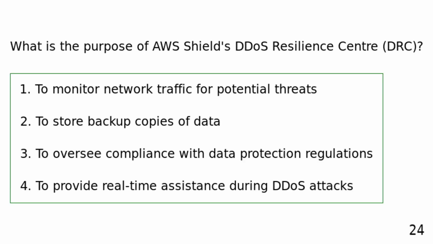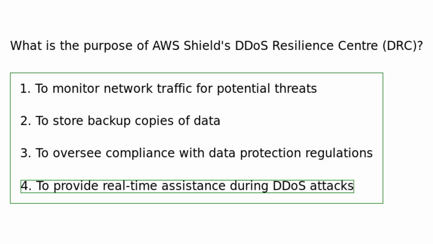What is the purpose of AWS Shield's DDoS Resilience Center? To monitor network traffic for potential threats. To store backup copies of data. To oversee compliance with data protection regulations. To provide real-time assistance during DDoS attacks. The DDoS Resilience Center associated with AWS Shield is designed to provide real-time assistance and guidance to customers facing DDoS attacks, helping them respond effectively to such incidents.